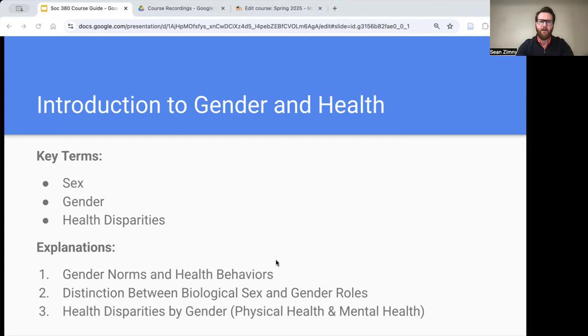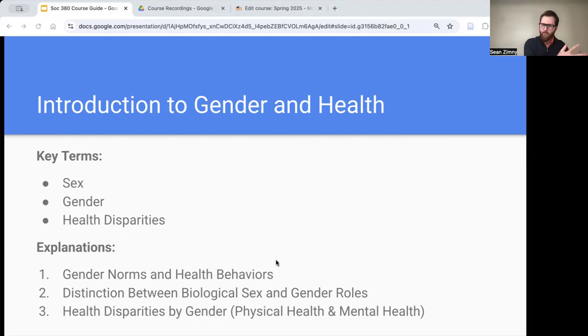Number 3, health disparities by gender. We're going to be thinking about physical health and mental health. Let's talk about physical health first. Men generally experience higher rates of certain diseases, such as heart disease, and have higher mortality rates overall. On the other hand, women tend to live longer but face higher rates of chronic illnesses, such as arthritis, and experience unique health issues related to pregnancy and childbirth.